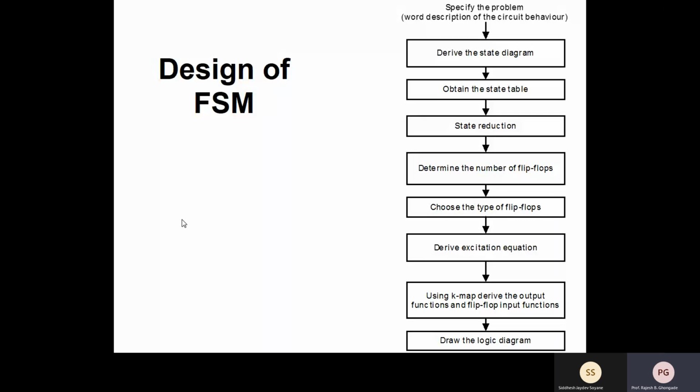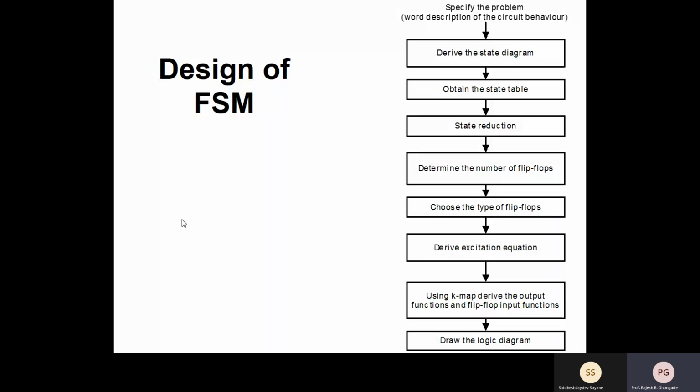Then from the state diagram, you obtain what is called a state table. We are going to see all these things the conventional way, and then we are going to shift over to VHDL so that it maintains the completeness. Then we go for the state reduction. Many states may be redundant or superfluous. So in that situation, state reduction will be necessary. That also will reduce the number of flip-flops because subsequently you will see that the number of flip-flops is related to the number of states.